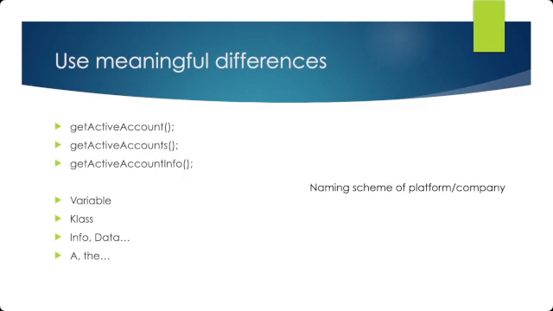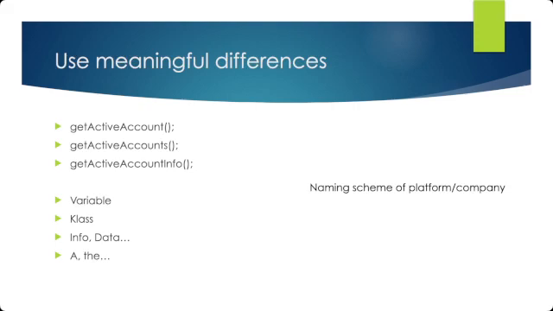Another example. Good names should have meaningful differences, not just small changes like on the previous slide. Look at these names, please. getActiveAccount, getActiveAccounts. They look very similar, but they do different things. This can confuse developers and cause mistakes.